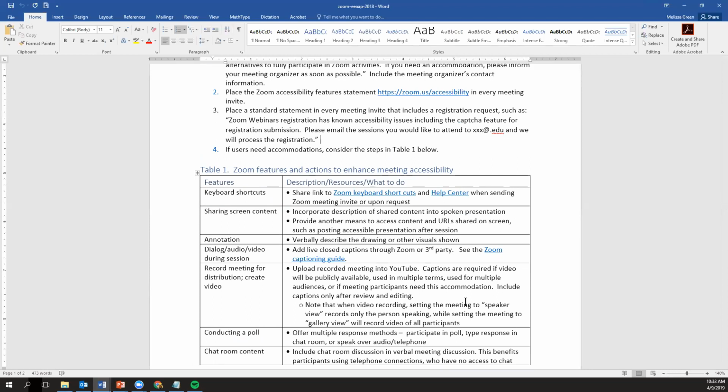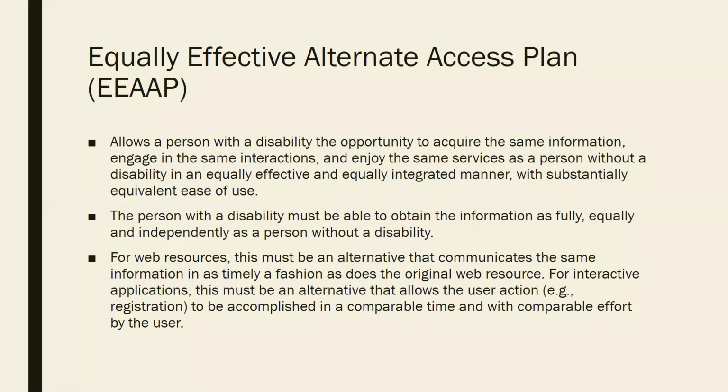That could be through a video recording that narrates sort of what's happening visually with the molecules. It could be a web page that has some images of the molecules with a textual description. So choose accessible when possible. When not possible, articulate a plan for providing equally effective equivalent access.